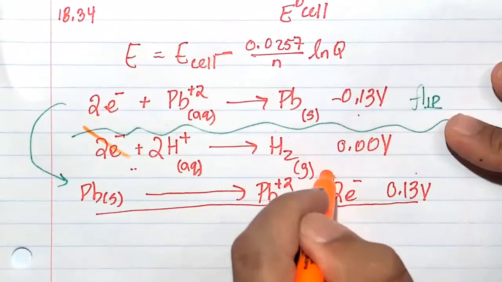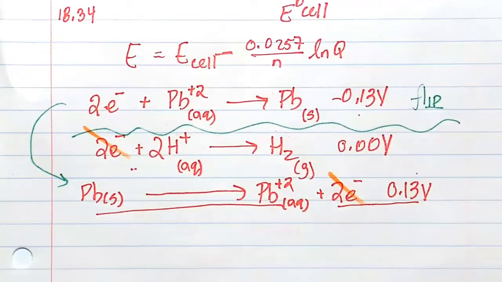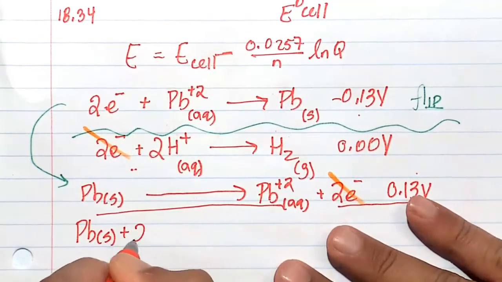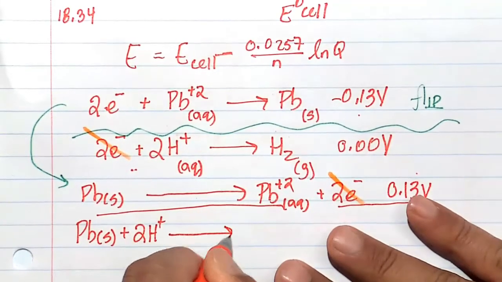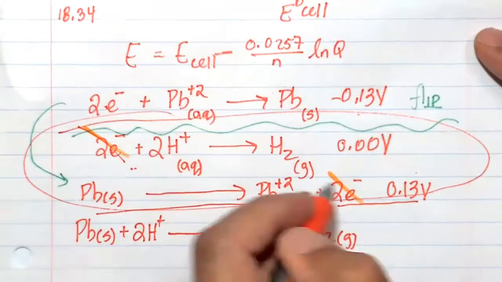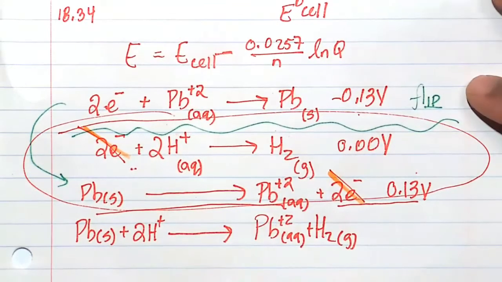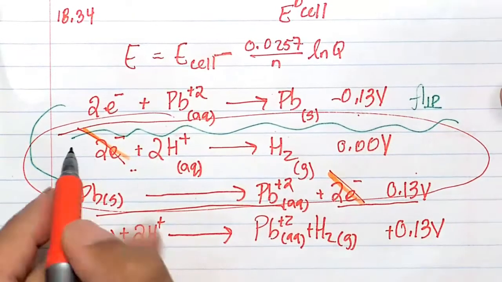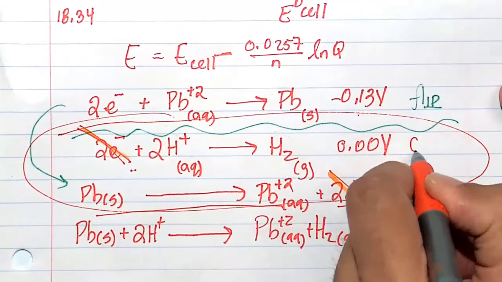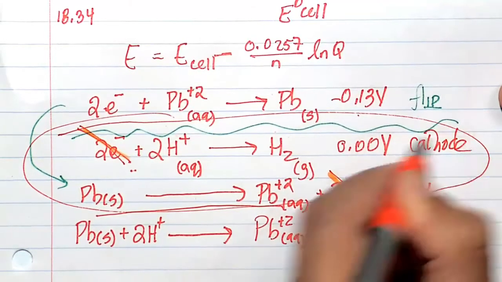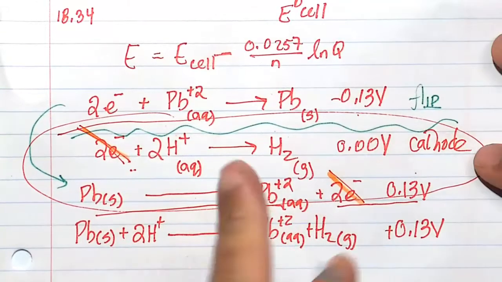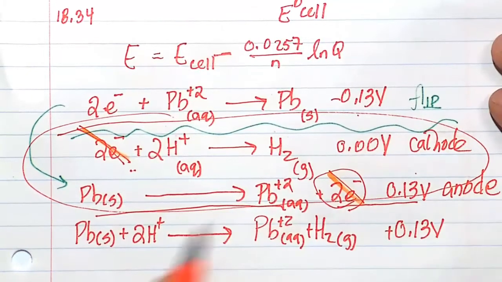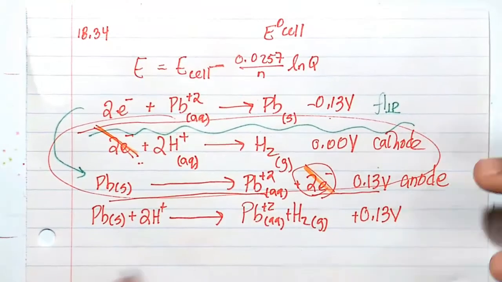So our 2 electrons will cancel out. We can never have free electrons floating around in our final answer. So our final answer is lead solid plus 2H+ going to lead 2+ plus H2, adding these two equations together after we flip the first equation, and this is going to be positive 0.13 volts. This gains 2 electrons, so that's the cathode where reduction happens. We flipped this reaction, it now lost 2 electrons, and losing 2 electrons is where oxidation happens, also known as the anode. So this is E cell.